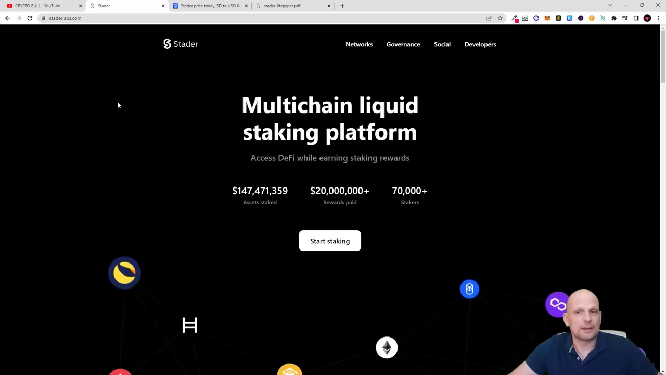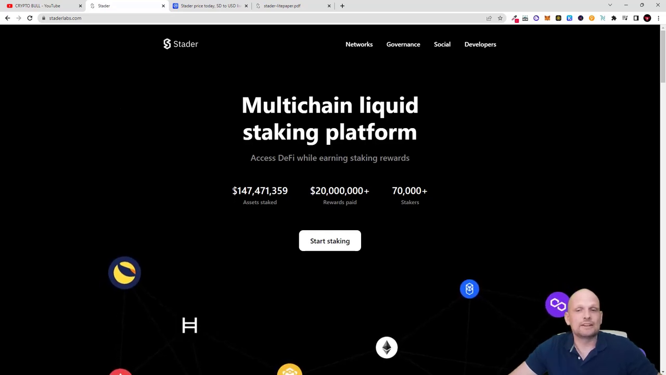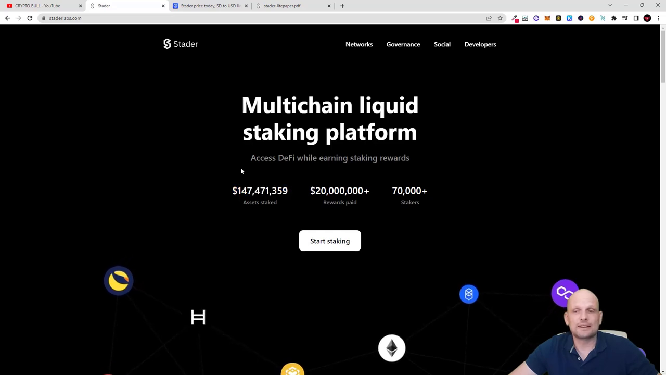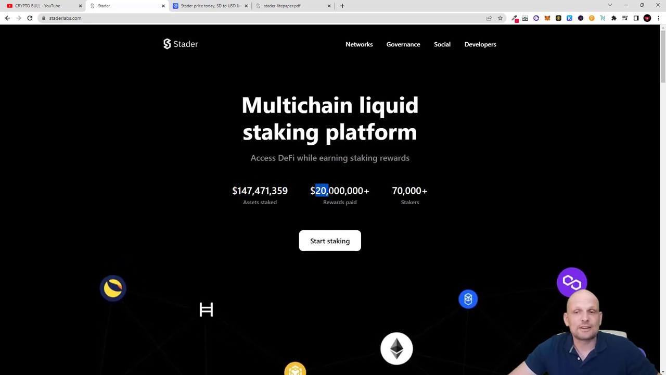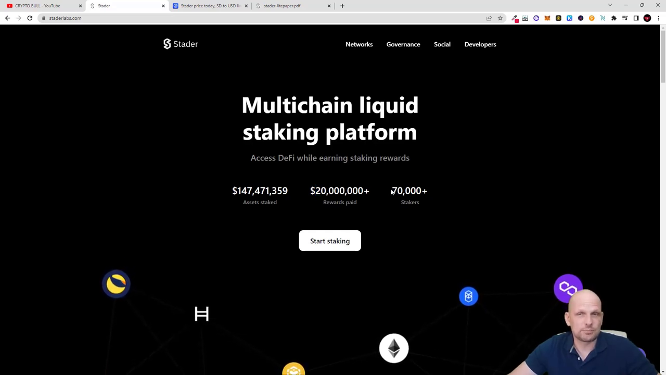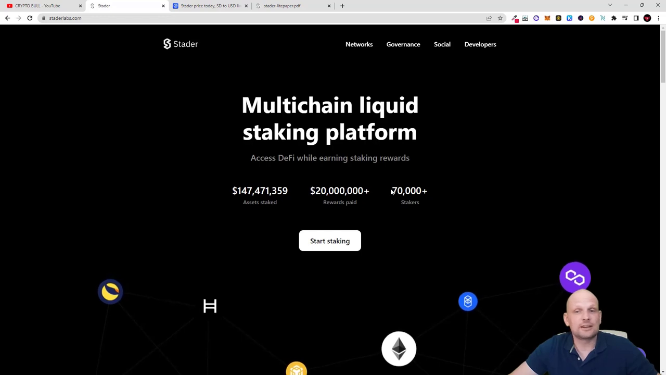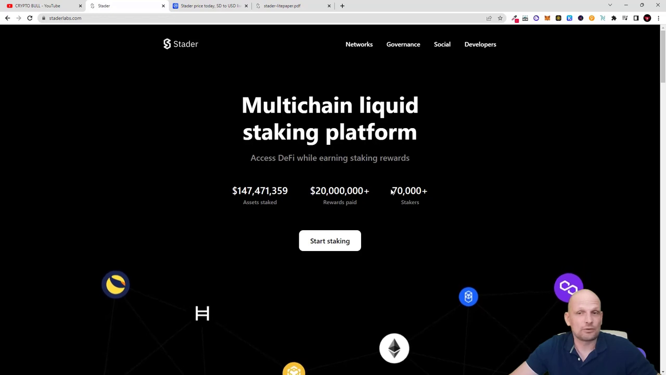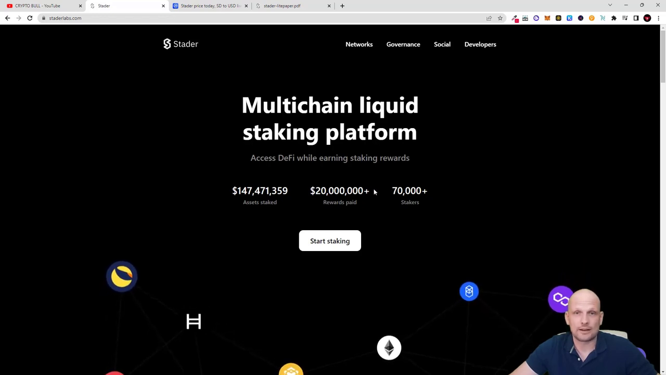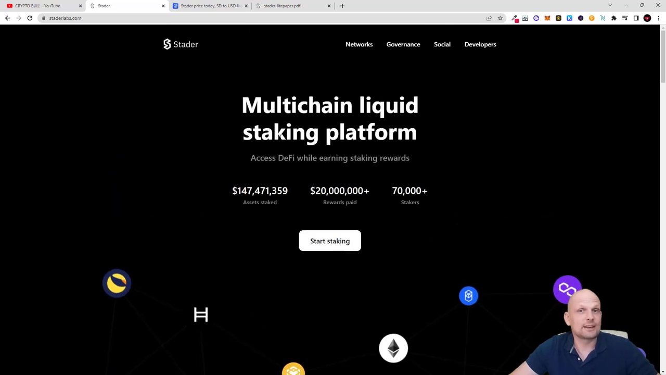This is a multi-chain liquid staking platform where you can already stake, and there is already, as you can see, 147 million locked in staking, 20 million already paid out in rewards, and 70,000 people already using this platform. By the way, the Stader team is planning to achieve 1 billion users. I believe that this is very realistic, taking into account that on Stader you can do liquid staking just by one click, which we will also review a little bit later. But before we get into reviewing this liquid staking, let's take a look at tokenomics.